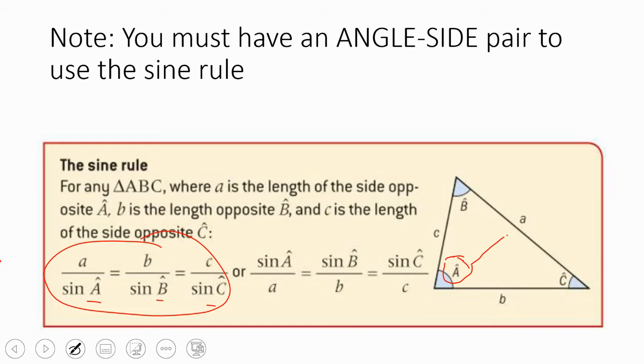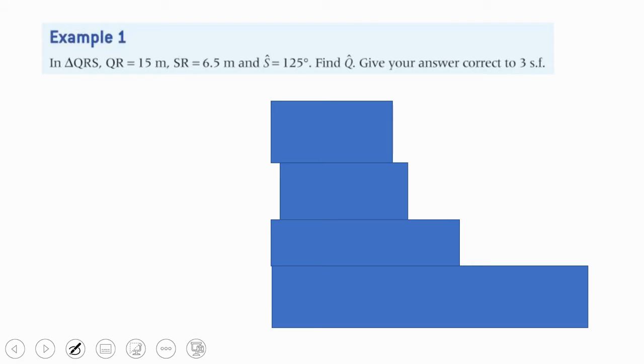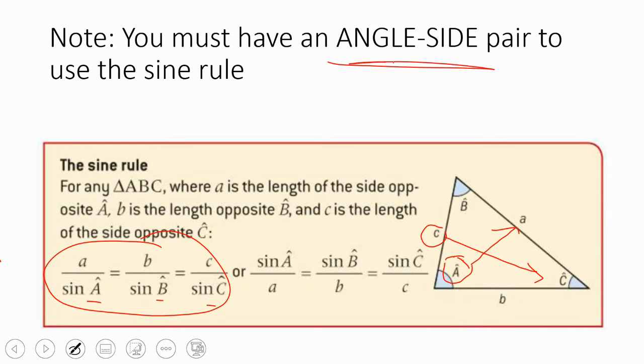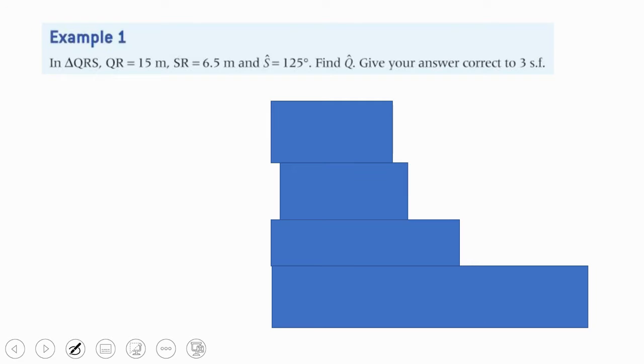So there's angle A and there's side a. There's angle C and side c. So the little letter opposite the big letter separates the sides and the angles. And you must have an angle side pair to be able to do that. And you'll see that in these examples.